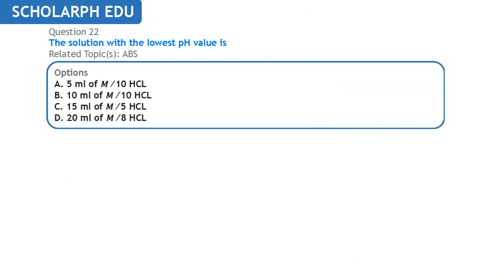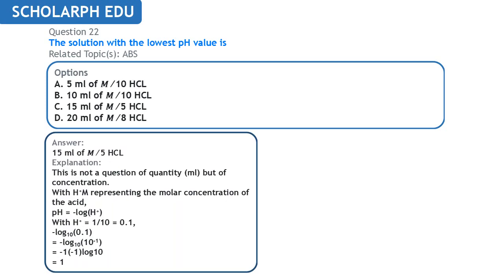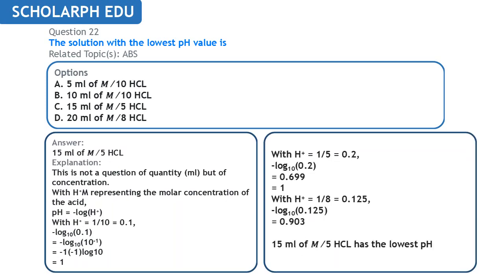Alright, the solution with the lowest pH value is... so yeah, this question is not about quantity. Let's not be fast to jump to this and say 20 milliliter, because there is more of this. It is about the concentration. What you need to look at is the concentration of the substance in question.